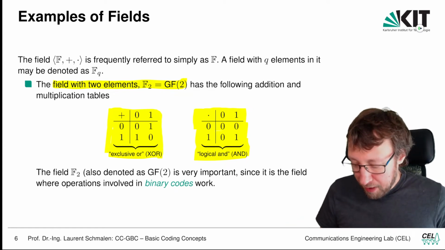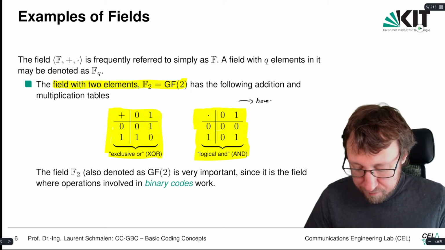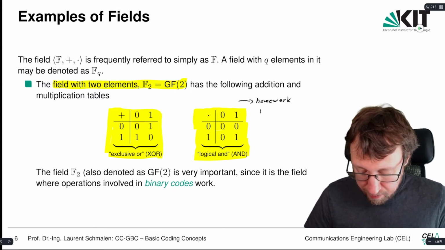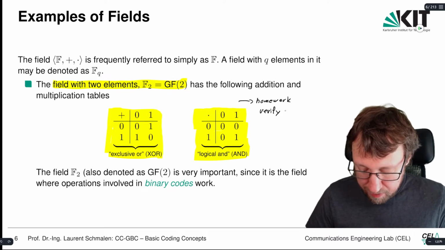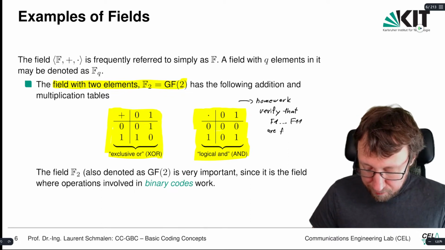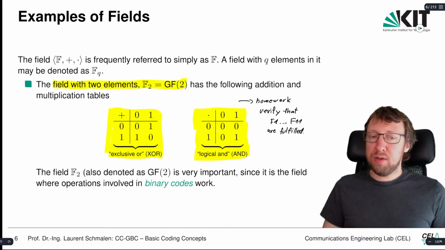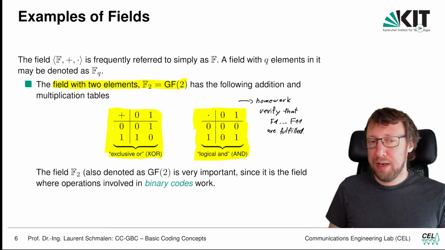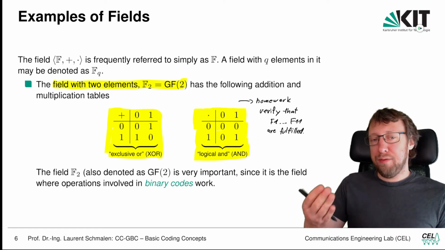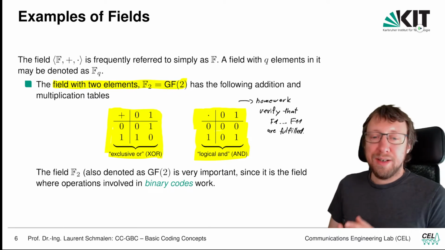And we can verify, and this is a good homework that you can do, that F1 to F11 are fulfilled. And this is actually very easy, because you can try out all the possible combinations. You don't need to have an involved proof. Just by trying all possible combinations, you can easily show that these are fulfilled. So this is essentially a field.